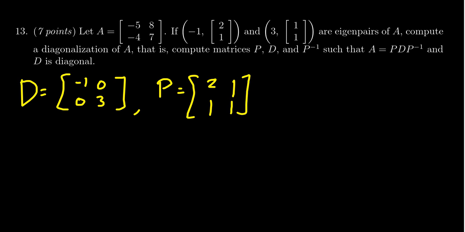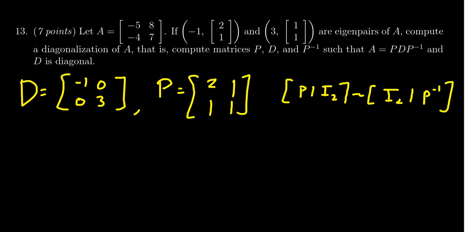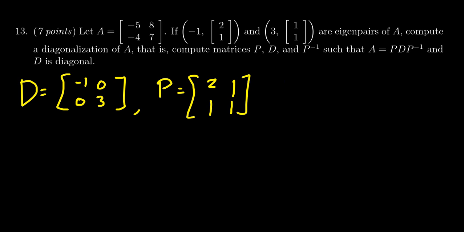To find P inverse, we need to compute the inverse of P, for which you can do the inversion algorithm. If we take P augmented with the identity, you row reduce that, and you would get the identity augmented with P inverse. So you can row reduce that to find P inverse. That might be necessary if this matrix is kind of big, like 3x3, 4x4, or bigger.